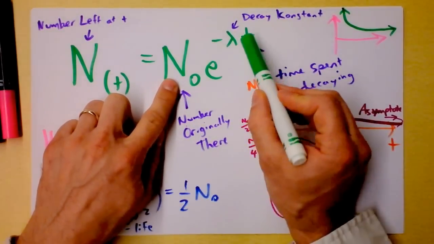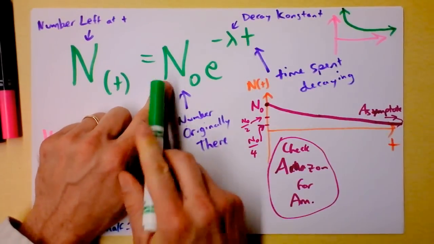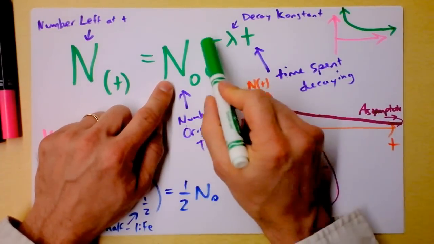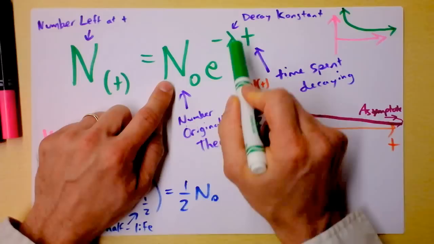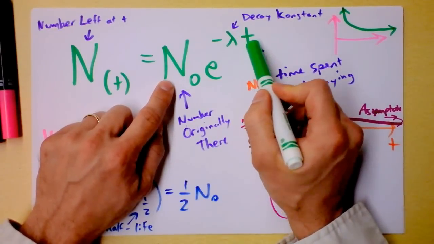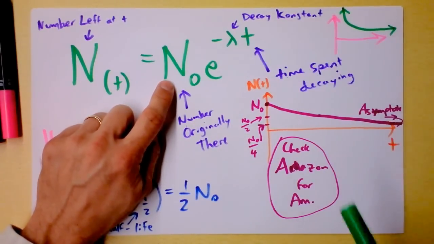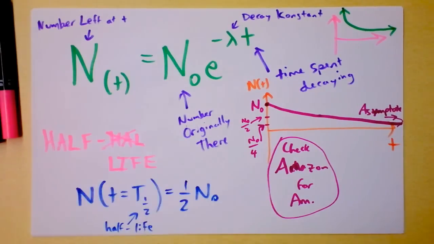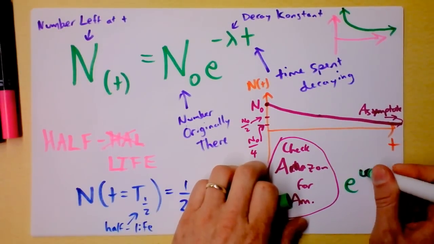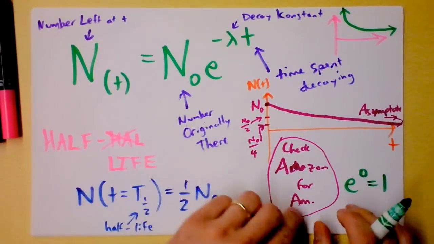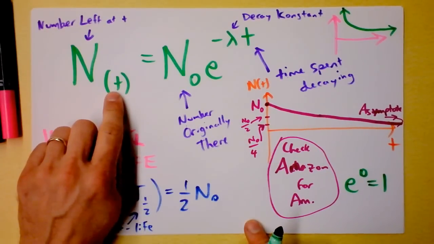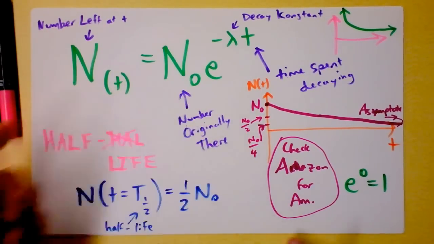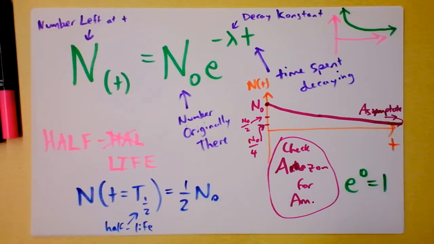That means when time is 0 right here, you're going to have n naught times e to the negative lambda times 0. Now, e to the negative lambda times 0 is just e to the 0. And e to the 0 is one of my favorite numbers, 1. E to the 0 is 1. Let's make another mental note of that. E to the 0 is 1, which means that the number when time equals 0 is the original number. That's sort of the definition of the original number, so maybe I'm wasting your time.